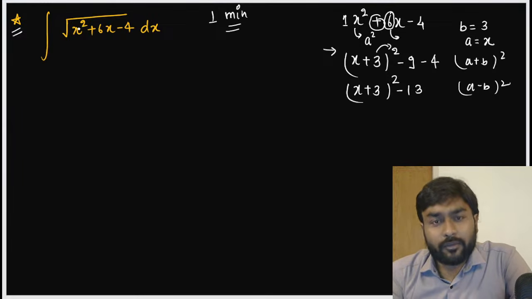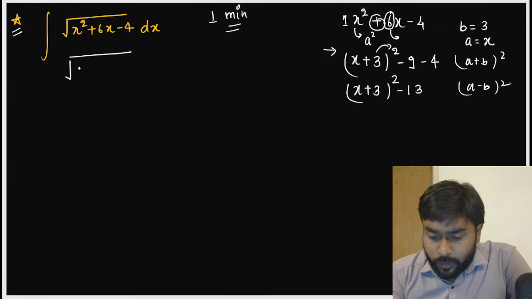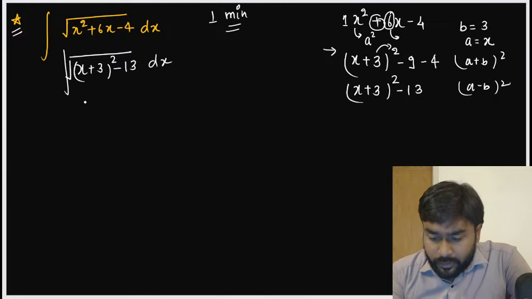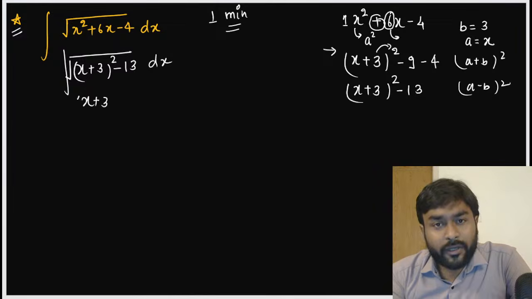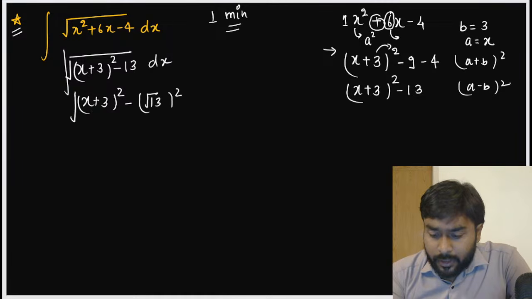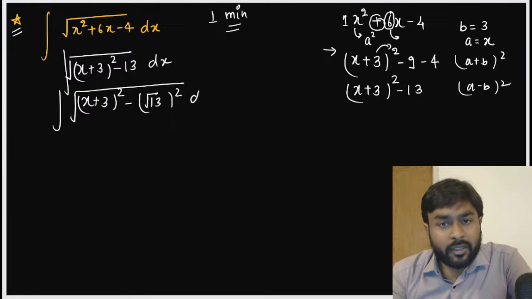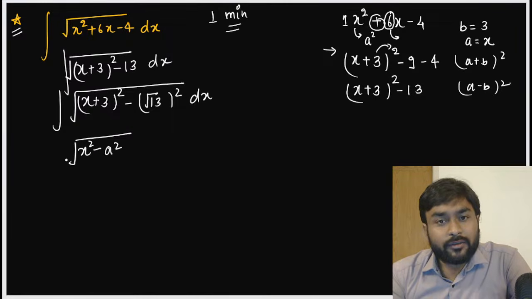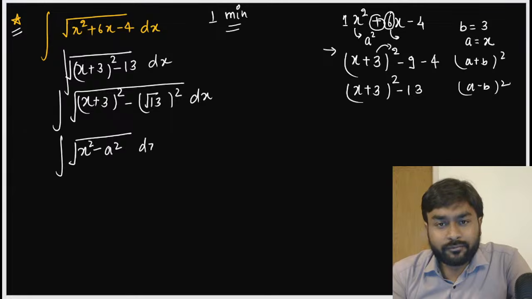This we can write, correct. So it will become what? x plus 3 whole square minus 13. Minus 13 you can write as root 13 whole square so that we can make a formula. So x plus 3 whole square minus root 13 whole square. This we can write, correct, and here you can make a formula with dx. So sir, which formula we can make? You can make under root of x square minus a square. Correct. So this formula we are making.